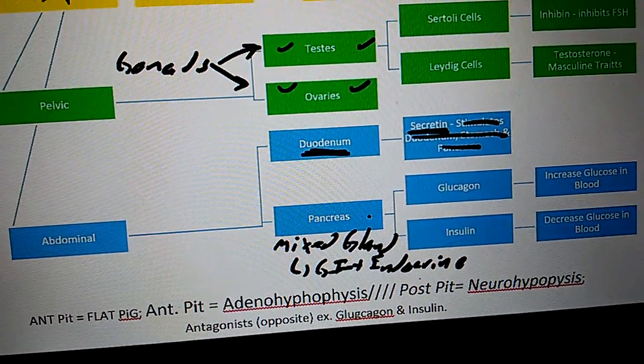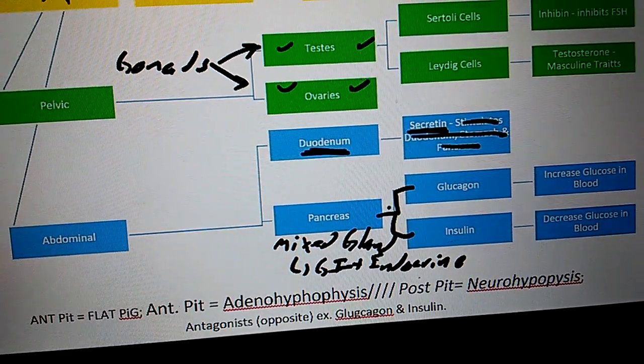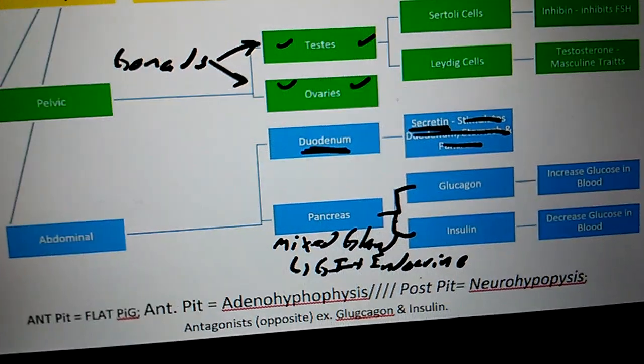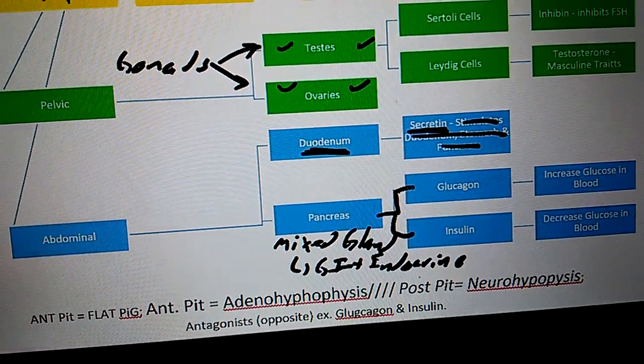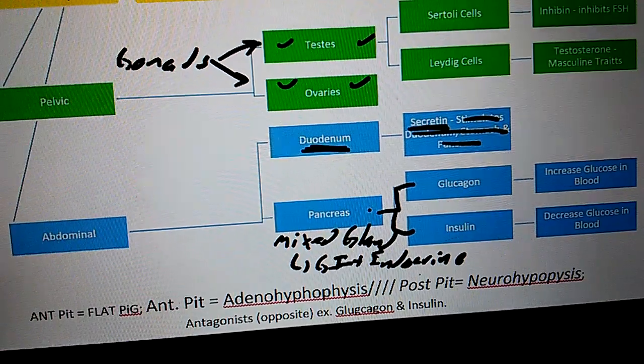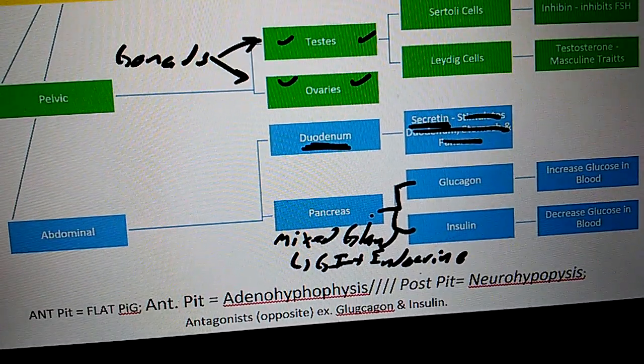Name two hormones produced by the pancreas. Glucagon and insulin. Glucagon and insulin are produced by the what? Pancreas.